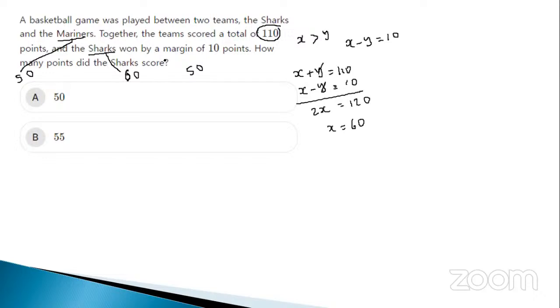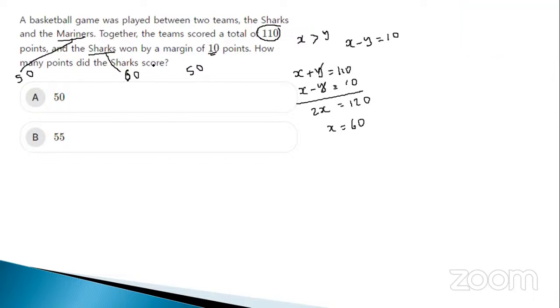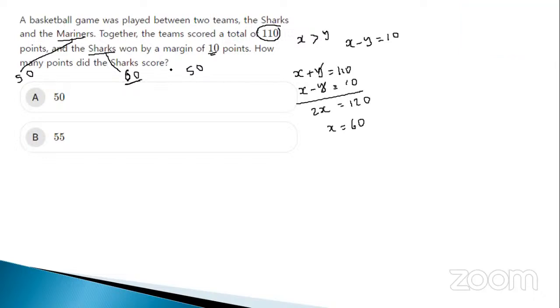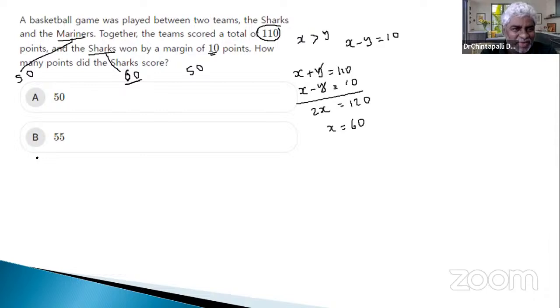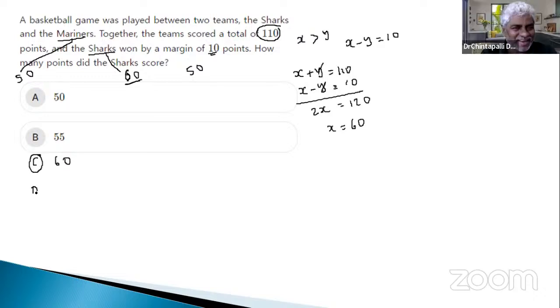Sharks won by a margin of 10 points. The points got by Sharks, 10 more than Mariners, is 60 only. Yes, sir. But the options are saying 50 and 55. Sorry, it is an editing problem. A and B are there. C is 60. Oh, in that case, I got the answer right. D is 55.